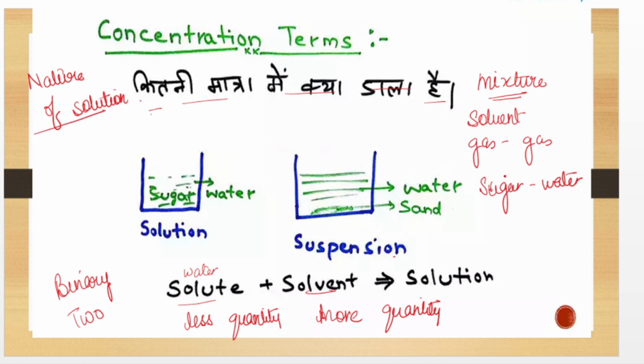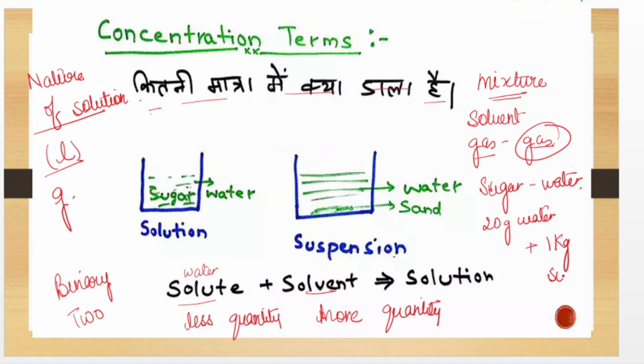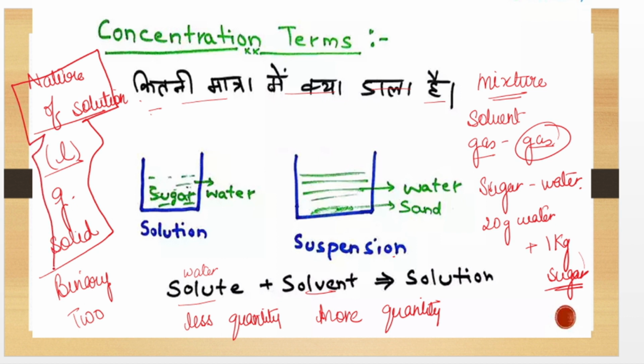If you dissolve sugar in water, in which final state will the solution be? It will be liquid. If you dissolve gas in gas, so the solvent is gas, again the final state will be gas. Now suppose you take 20 grams of water and put it in 1 kg of sugar. This is also a type of solution, but in which state will it be? Solid. So the final state of the solution is governed by the type of solvent, or the major quantity of substance in the mixture. In this chapter we will generally be talking about binary solutions.